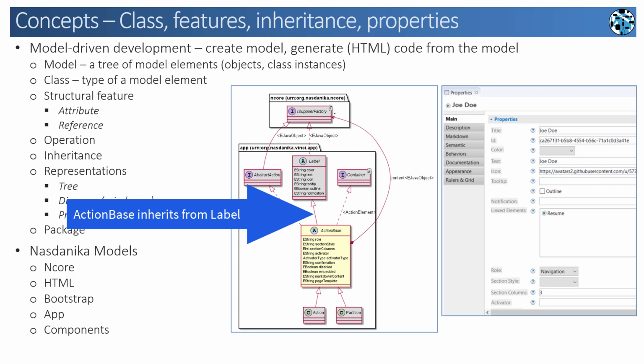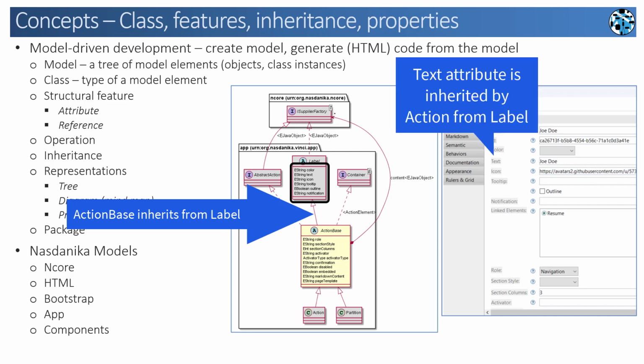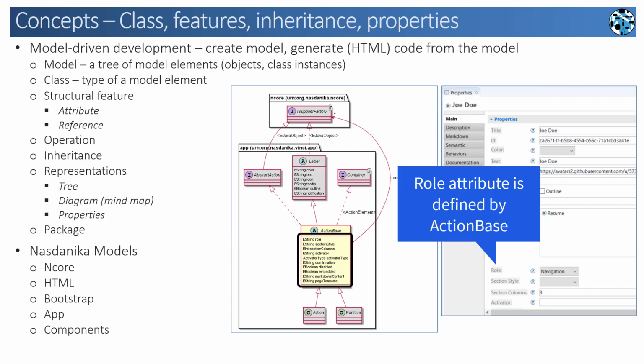Model classes support multiple inheritance where a subclass inherits structural features and operations from its superclasses and may define its own structural features and operations.